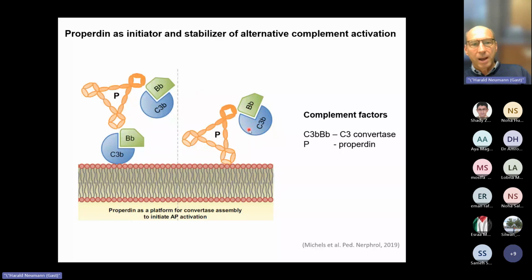and then it can recruit the C3 convertase and lead to alternative complement activation. Second, it can stabilize this complement C3 convertase, and by this it can amplify the complement signal. So it's a classical activator and amplifier of the alternative complement activation. We were asking, what is now happening with properdin?